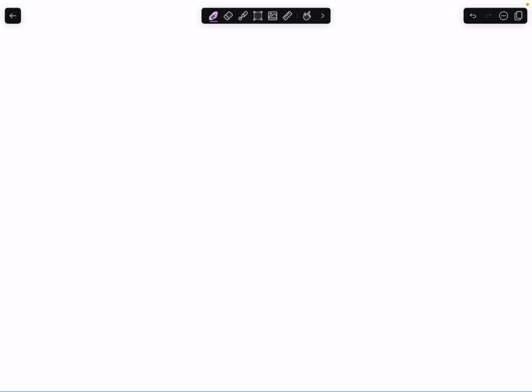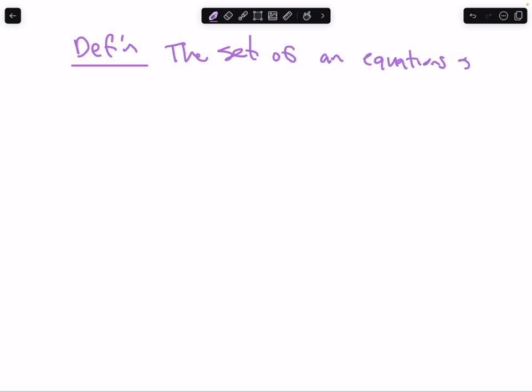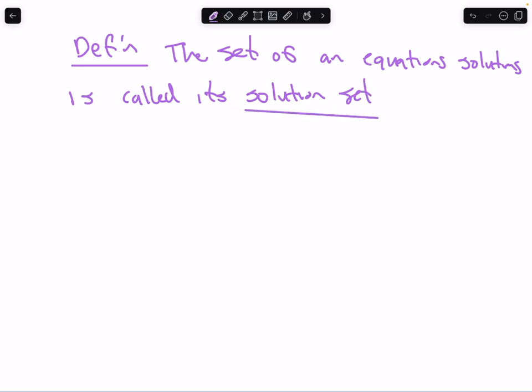We need one more definition before we do an example, and that definition is that the set of an equation's solutions is called its solution set. So all of the solutions for an equation are in a set, which we denote with curly braces, if you'll remember that. And all the solutions go in there. That's the solution set. Let's get started with an example.